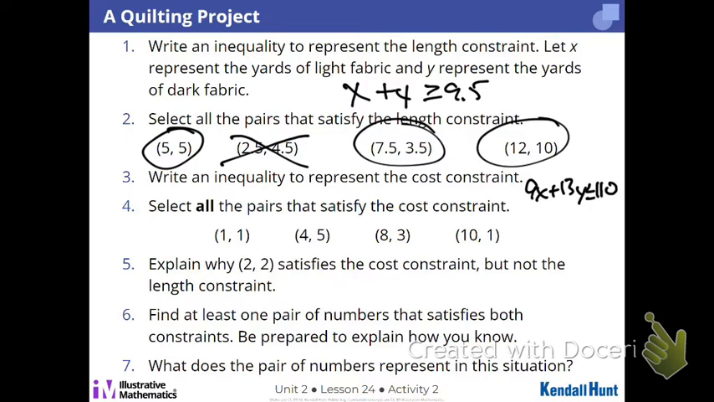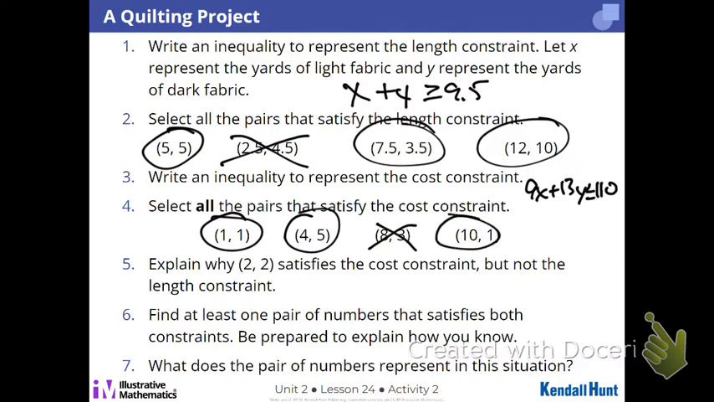Down here, let's see cost. 9 plus 13, is that less than or equal to 110? Yes. Okay. 4, 5. Yes, that's 36 plus 65. 8, 3. No, 72 and 39 does not work. 10 and 1. No, 90 plus 13 is 103, yes, that does work.